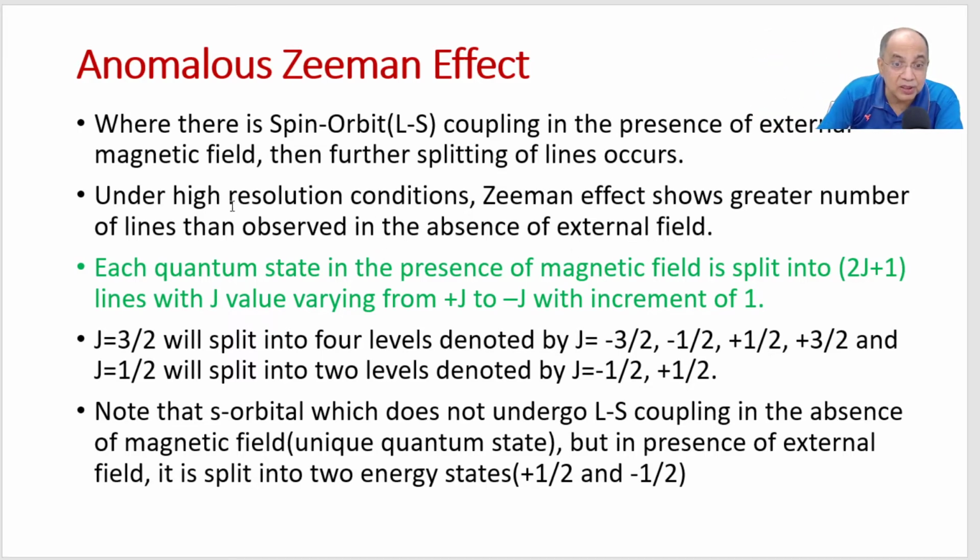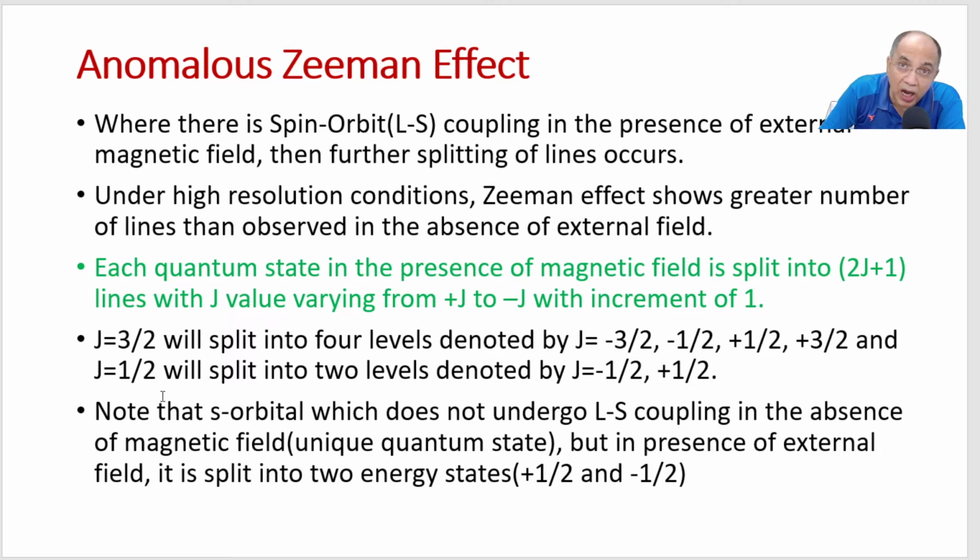Now, for example, the J value in normal LS coupling is 3 by 2. Then how many non-degenerate quantum states will be generated from this one quantum state in the presence of an external field? It will be minus 3 by 2 to plus 3 by 2. You add 1 to this, you will get minus half. Again add 1 to this, you get plus half. Add 1 to this, 3 by 2. So there are 4 quantum states coming from this J value 3 by 2, and that is only due to the LS coupling of the P subshell.